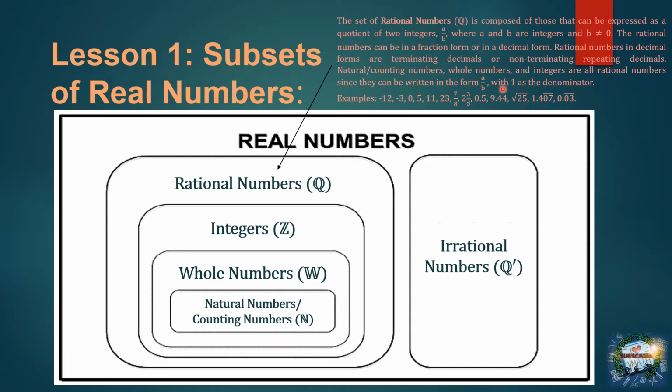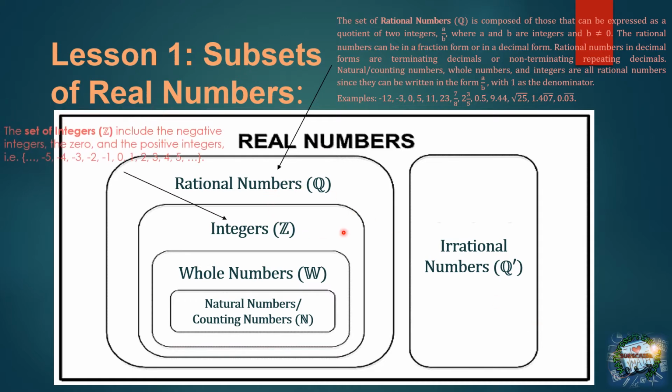Square root of 25. The radicand 25 is a perfect square. So therefore, this square root of 25 is a rational number, because its equivalent is 5. Okay, its principal root is 5. 1.407, wherein the 07 has a vinculum, meaning that's a repeating decimal. Same thing with 0.03030303. Okay? So that's repeating decimals. Okay? So yun ay rational numbers.